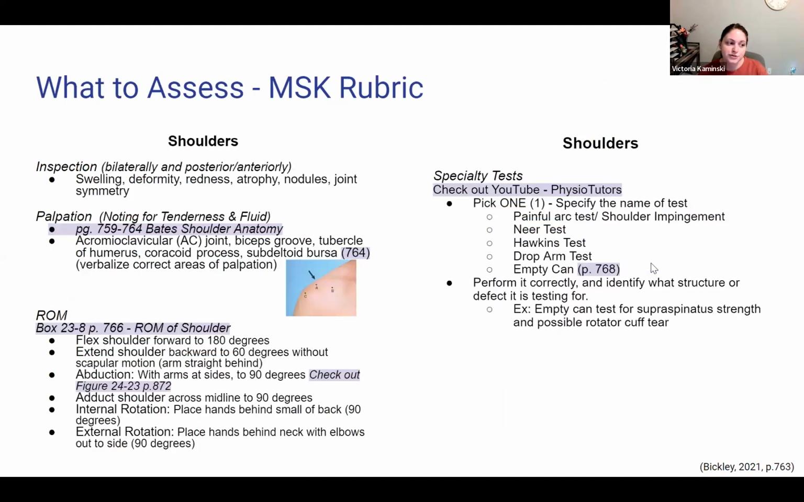So with your shoulders, you want to inspect bilaterally, posteriorly, and anteriorly. You're going to be looking for swelling, deformities, redness, atrophy, nodules, and joint symmetry. When you're palpating, you're noting for tenderness and fluid. Again, there's a Bates page for you to take a peek at, and you're looking at the AC joint, the biceps groove, the tubercle of the humerus, the coracoid process, the subdeltoid bursa. You want to make sure that you're verbalizing those appropriately while palpating over those locations.